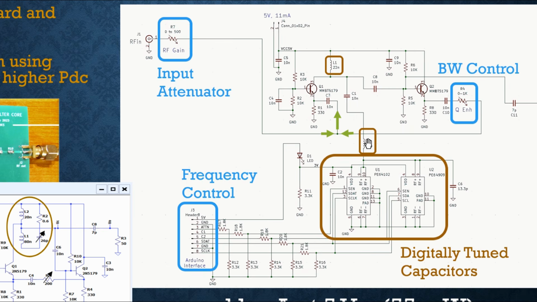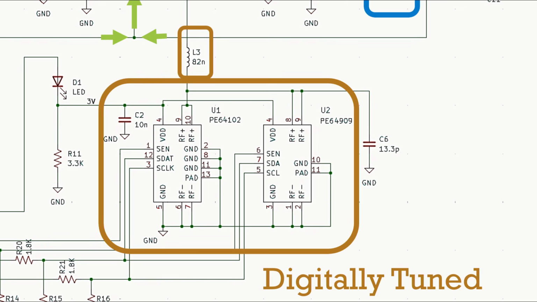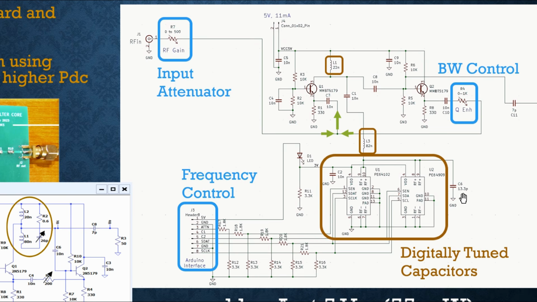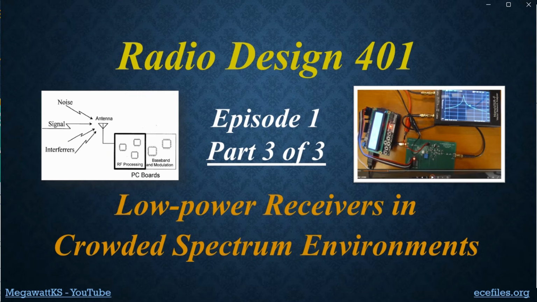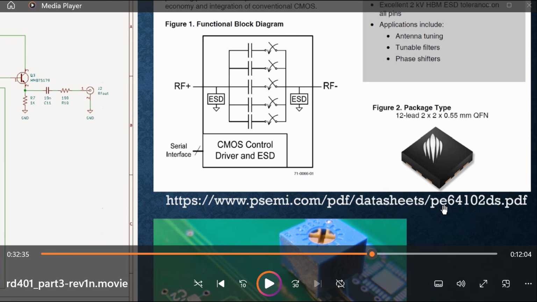The tapped inductor, L1 and L3. C1 is just a coupling capacitor, so ignore it at AC. It's just a connection from here to here at AC. And then the tuning capacitor is a combination of these two integrated circuits and a fixed capacitor over here, C6. So these ICs that implement digitally tuned capacitors are from PSemi, and here are the part numbers if you want to look them up. They are also covered in episode 1, part 3 at about the 30-minute mark, I believe.